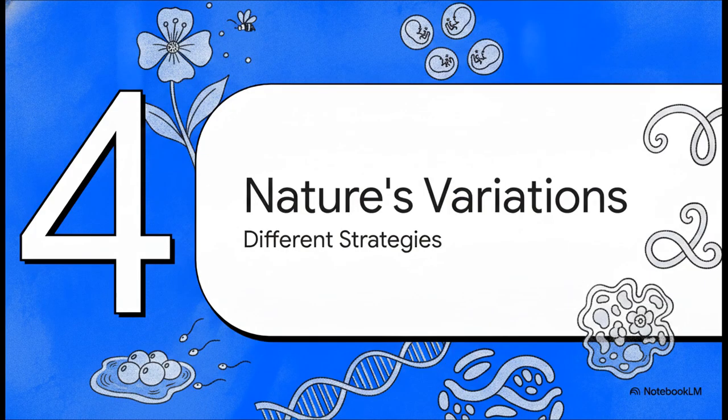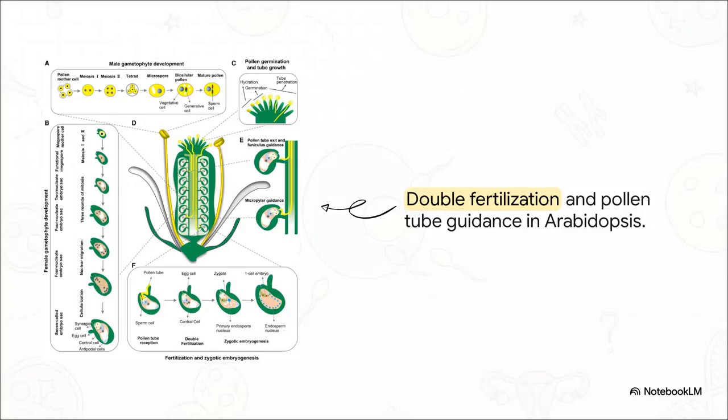Let's pivot a bit for section 4, nature's variations. Because while human fertilization is totally mind-blowing, it's really just one strategy. If we look at flowering plants, like the model organism Arabidopsis, we see a completely different approach called double fertilization. Here, the male gametes, the sperm cells, don't even swim. They are completely immotile. Instead, they get delivered via a growing pollen tube that navigates deep down into the flower.